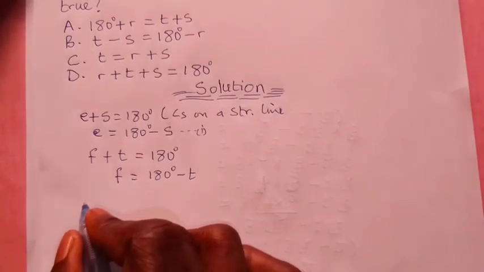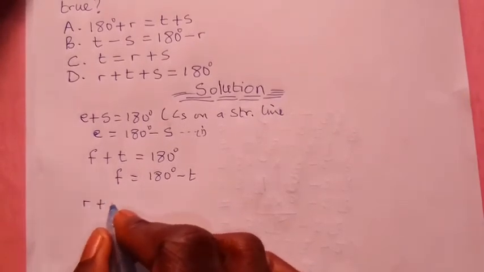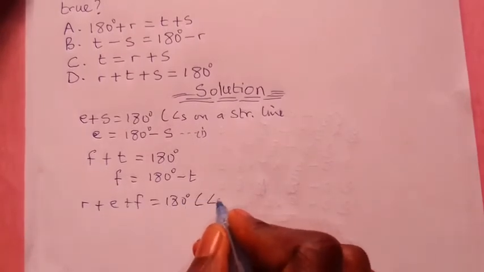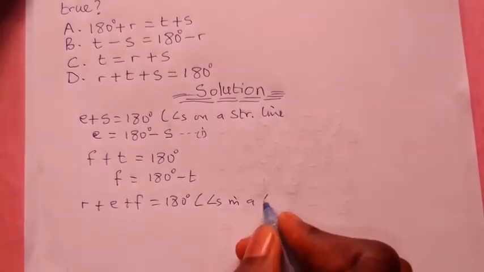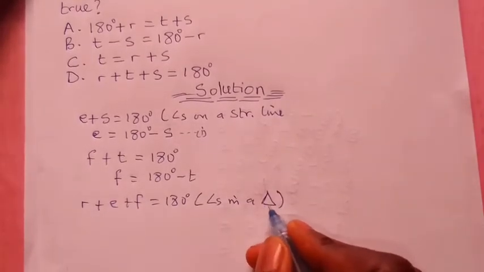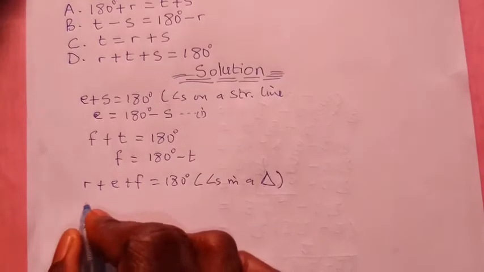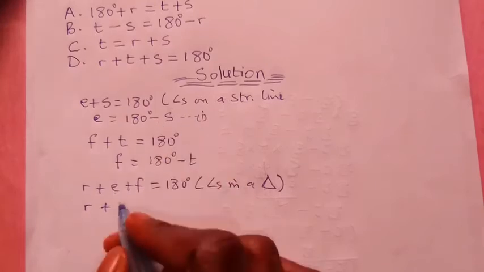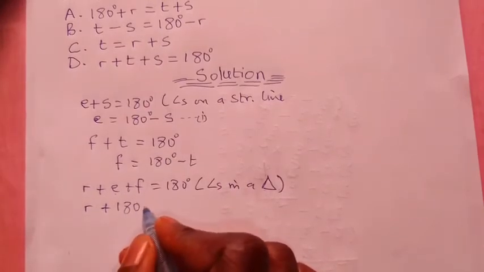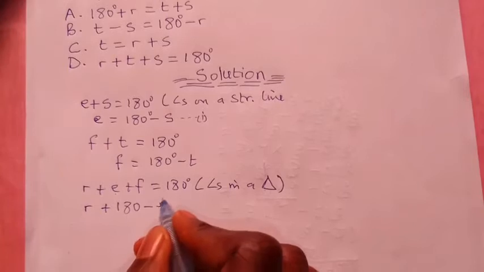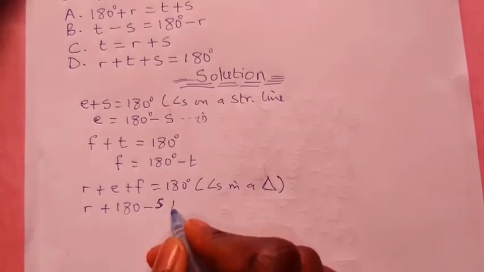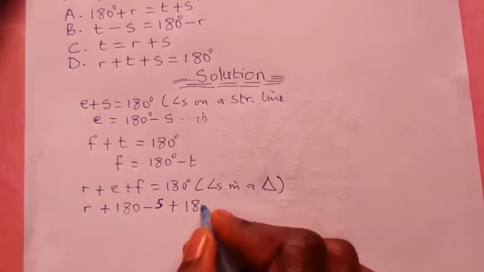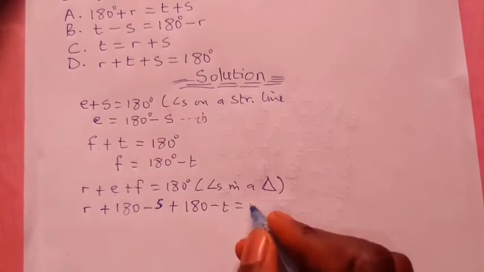We say that R plus E plus F is equal to 180 degrees. That is angles in a triangle. This symbol is short for triangle. Now, what do we have there? We have R plus E. E is equal to what? 180 minus S. You write it out: 180 minus S. Then plus F. F is what? 180 minus T. So write it out: 180 minus T, and all equals what?